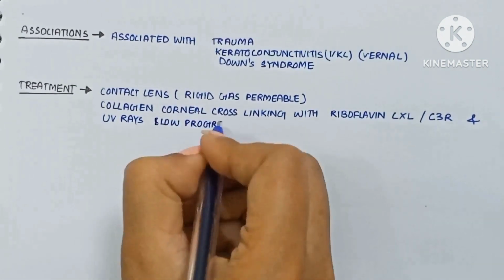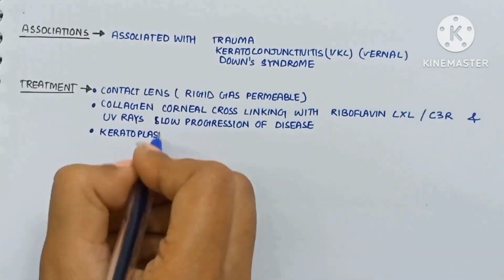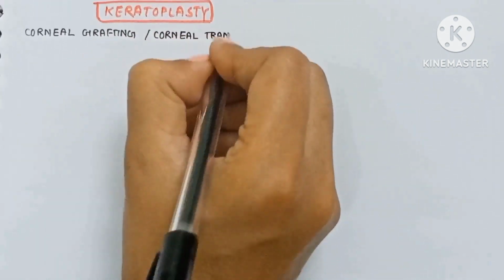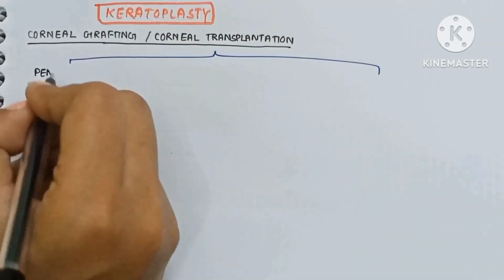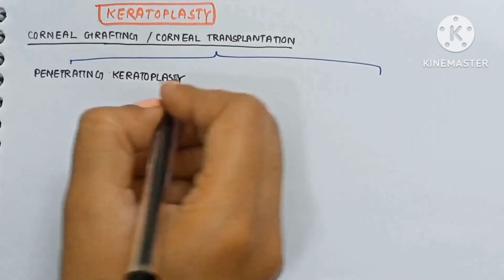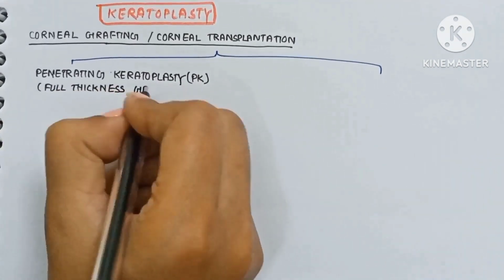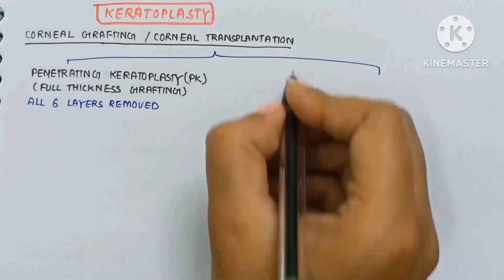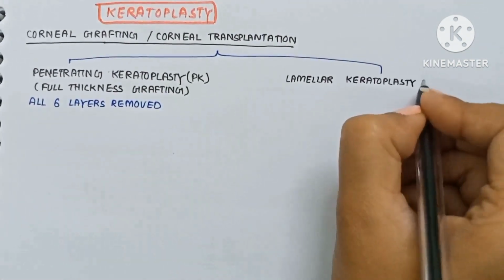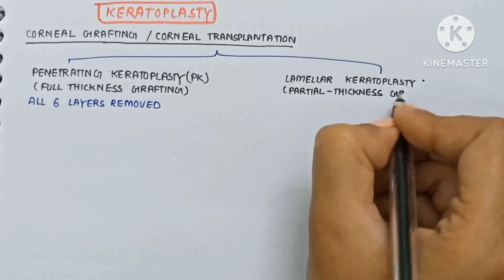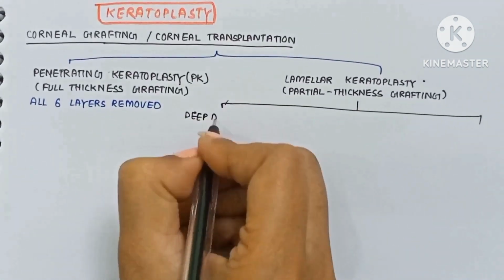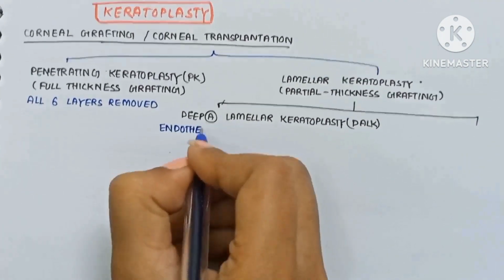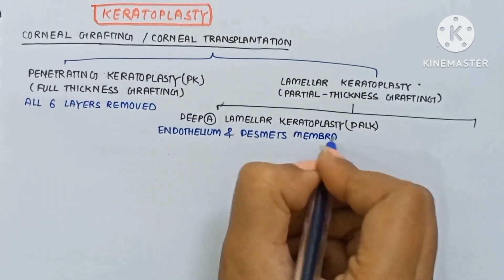rays, which slows the progression of the disease, and keratoplasty. Now the keratoplasty in detail. Corneal grafting or corneal transplantation may be of two types. Penetrating keratoplasty, PK, is full thickness grafting where all 6 layers are removed. Lamellar keratoplasty, which is partial thickness grafting, may be of two types. Deep anterior lamellar keratoplasty, DALK, where the endothelium and the basement membrane are normal.